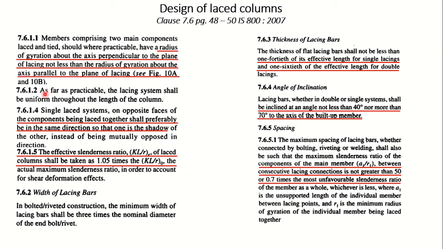The next thing is, as far as practicable, the lacing shall be uniform throughout the length of the column. So it is better to maintain the same inclination of the lacing bar for the entire length of the column, and the same width and thickness of the lacing bar. That is what is meant by uniform throughout the length of the column.